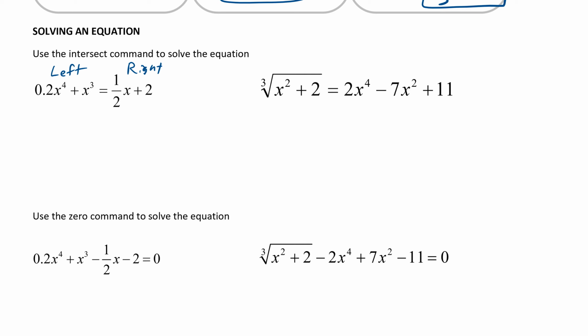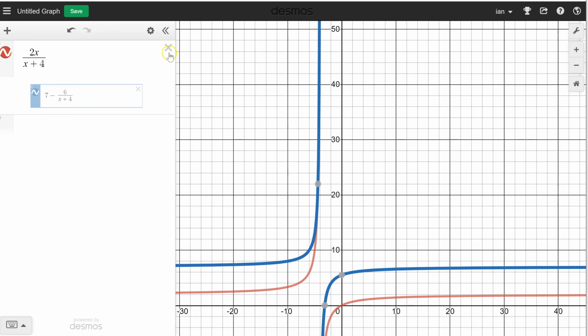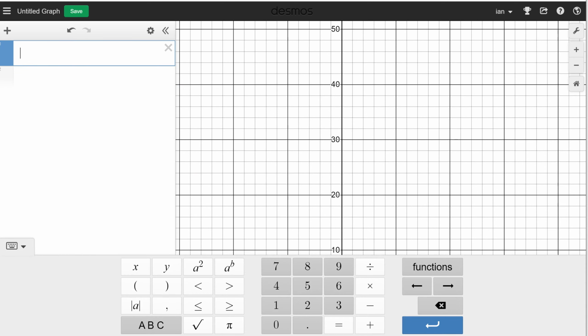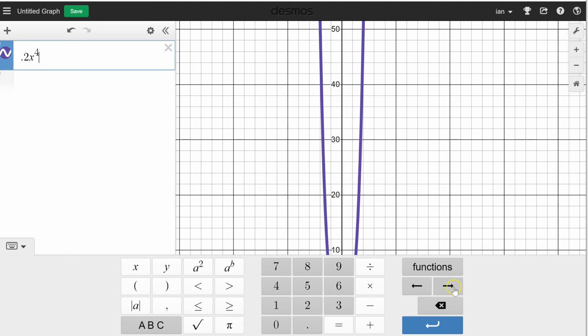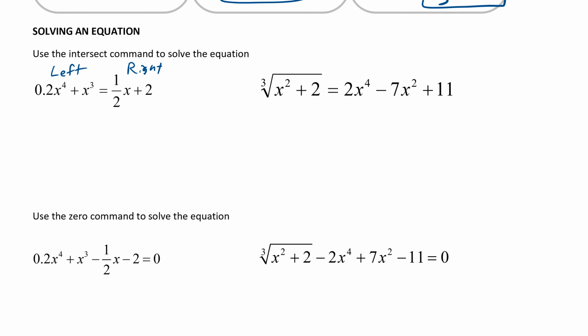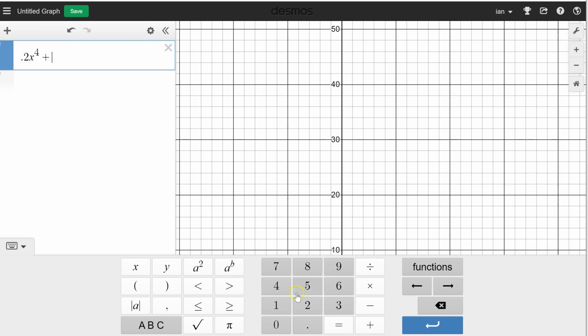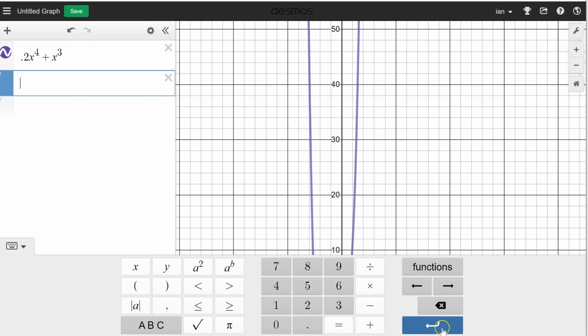And then we're going to also try it as a zero command. There's two different ways of doing this. So we're going to input the left into Desmos, and then the right into Desmos. So 0.2x to the fourth plus x cubed. So 0.2x, and then the power key is here. You put a 4, scroll out, plus x cubed. Same thing, power key, cube, and we're done.